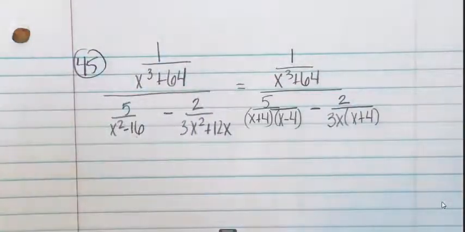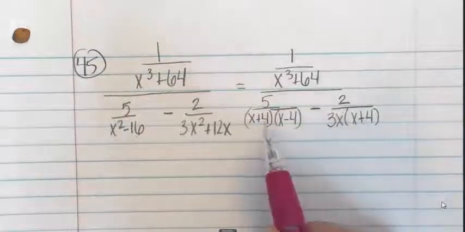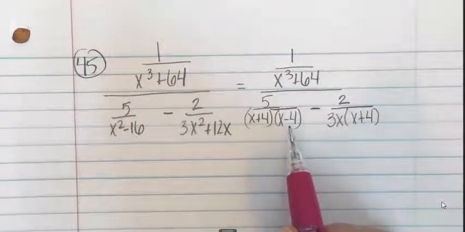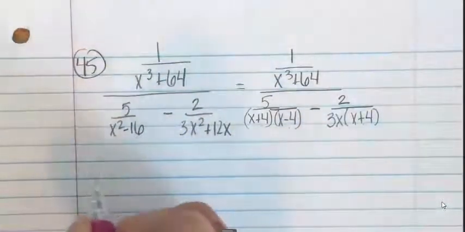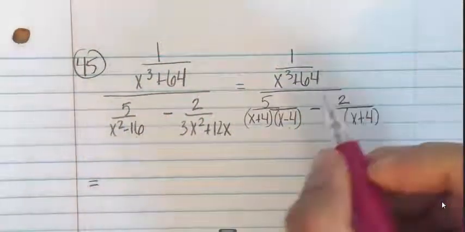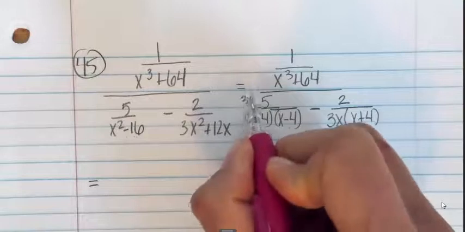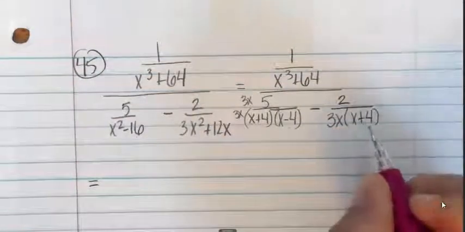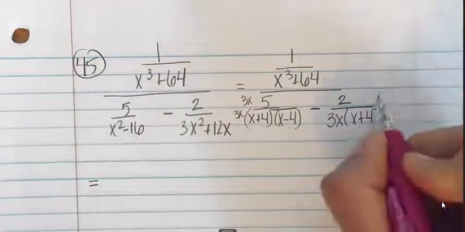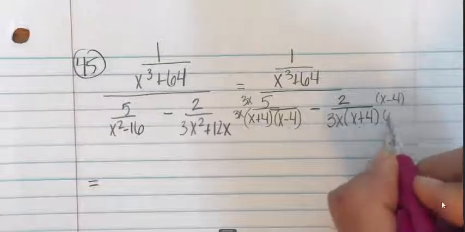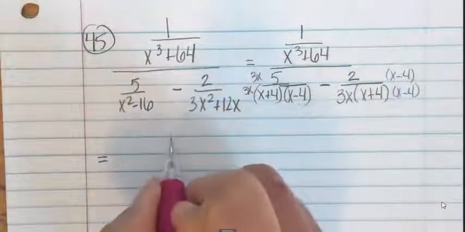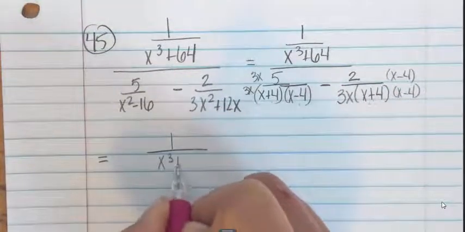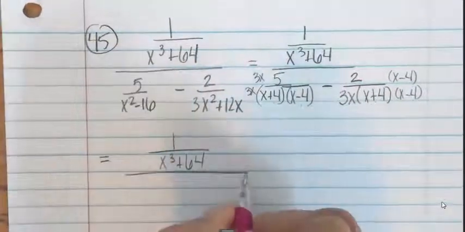So if I'm looking for my least common multiple, or my least common denominator, I can see that x plus 4 is definitely going to be one of them. I'm going to need an x minus 4, and I'm going to need a 3x. Okay, so coming down here. So this one needs a 3x, so I'll multiply top and bottom by 3x. This one needs an x minus 4, so I'm going to multiply top and bottom by x minus 4. Okay, so leaving my numerator alone right now. We'll get to that, I promise.